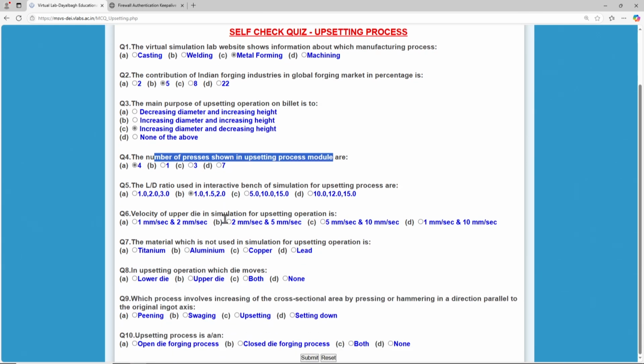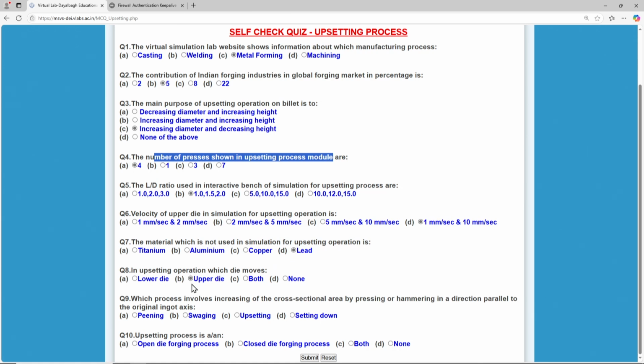Velocity of the upper die in the simulation for the upsetting operation is, this is just to make sure that whatever we have done, we could recall the things. It was 1 millimeter per second and 10 millimeter per second. A material which is not used in the simulation of the upsetting operation is: titanium is used, aluminum is used, copper is used, lead is not used here. In upsetting operation, which die moves?